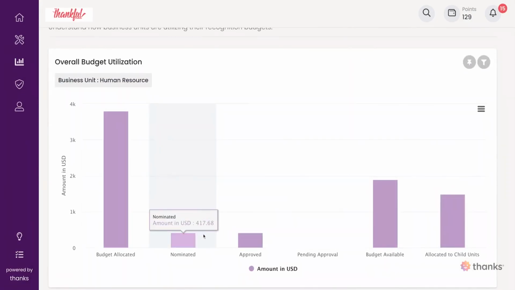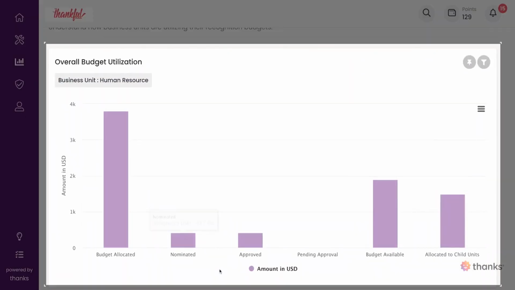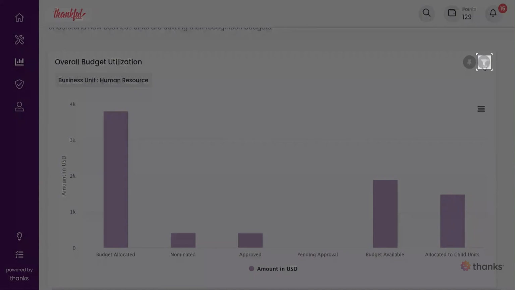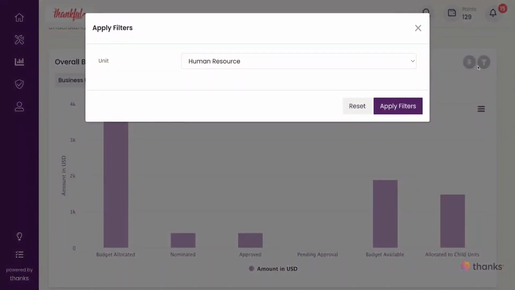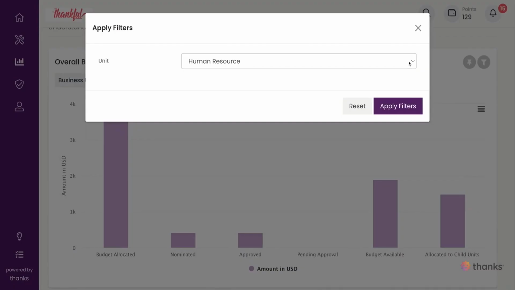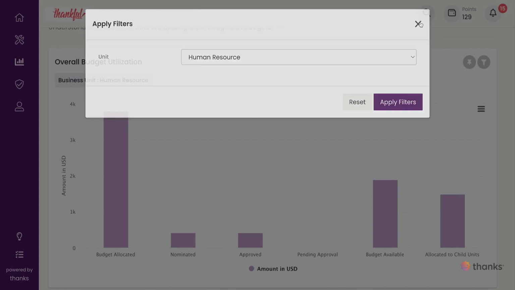Get an insight on the utilization of recognition budgets across groups. This graph can also be drilled down to reporting manager level to understand the budget utilization. You can study the various parameters such as budget allocated, budget available, pending approvals, and so on.